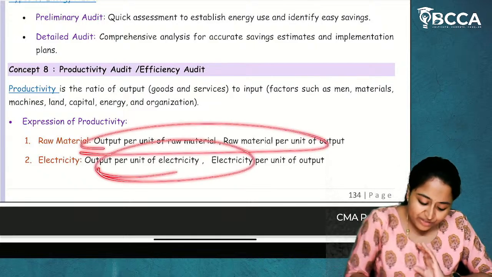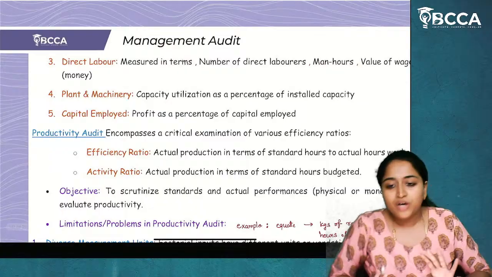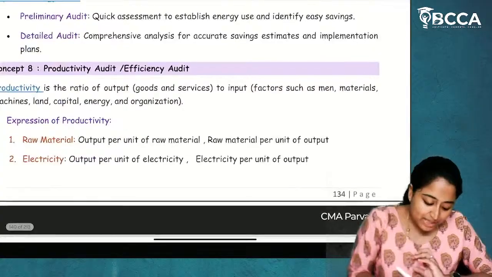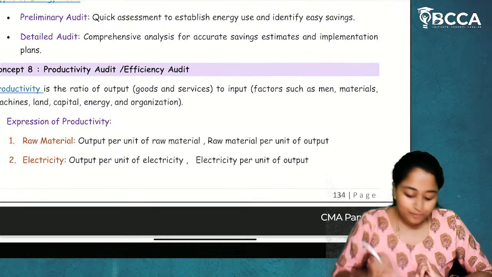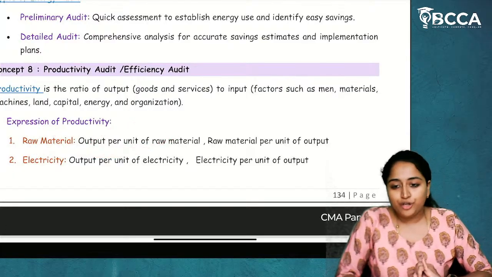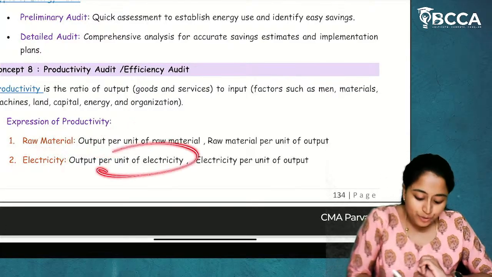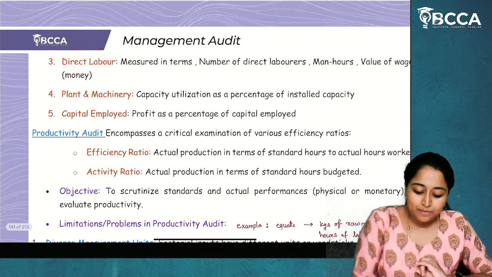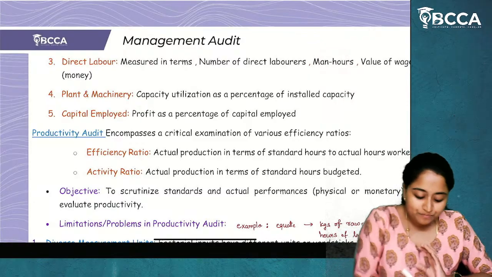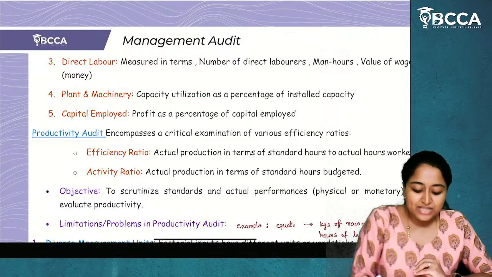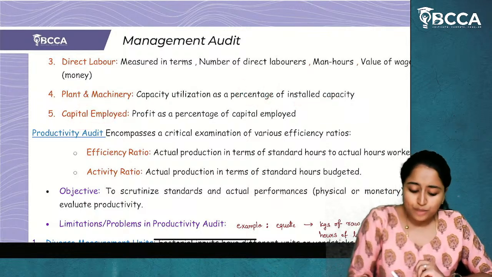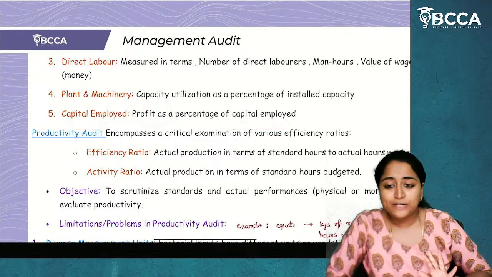For each and every element, we have different ways of productivity evaluation or computation, whatever you say. For example, for raw material productivity, you express output per unit of raw material. If there is electricity, output per unit of electricity. Direct labor, based on the number of direct labors, man hours, or how much you are providing in wages. Plant and machinery, capacity utilization as a percentage of installed capacity. Sorry, capital employed, profit as a percentage of capital employed.